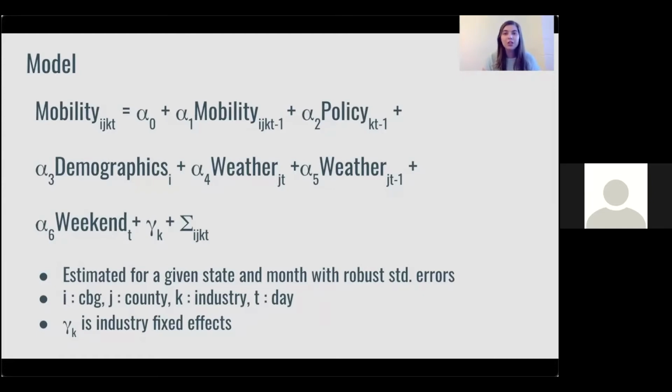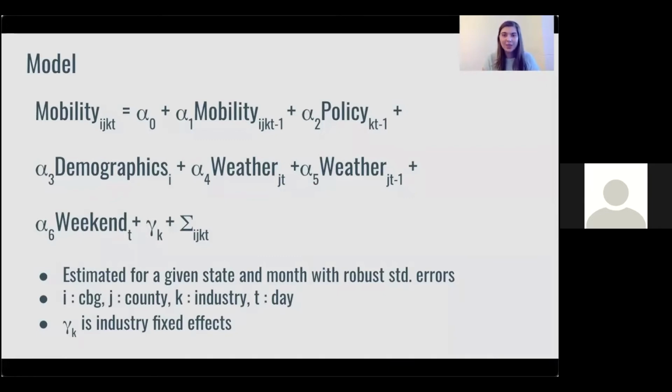Moving on to the right-hand side of the equation, alpha 0 is a constant. Alpha 1 is our lag of mobility. So we are looking at how mobility in the period before affects mobility in the current period. Alpha 2 is our policy variable. So we are looking at how the number of locations open in the period before affects mobility in the current period. Alpha 3 is our demographic variable. So we are looking at how our 3 demographics, income, age, and population, affect mobility in the current period.